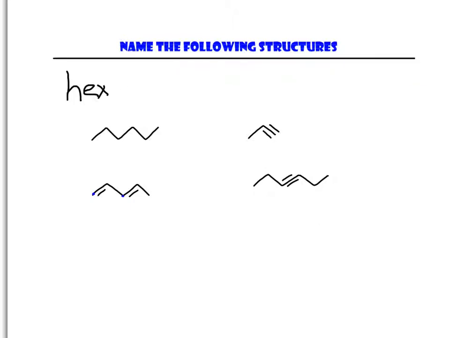They're all single bonded, so it is ane. And there we go, that first one is now named. If we look at the second one, we have this triple bond here. So this is going to be an ine ending. We count our number of carbons, which is 1, 2, 3. And so we know that this is going to be prop. And since we only have the one triple bond, we don't need any sort of prefix here.